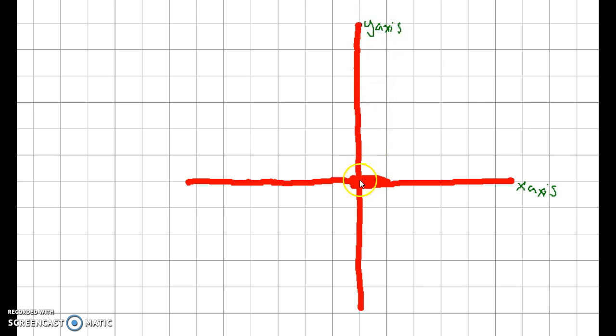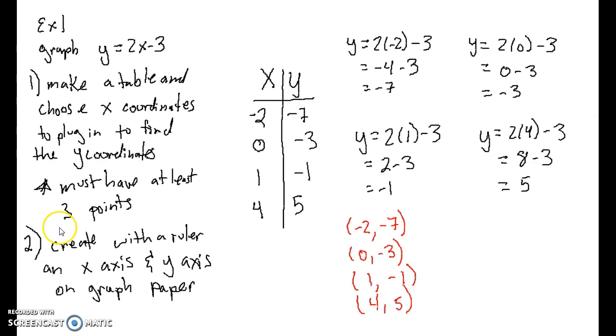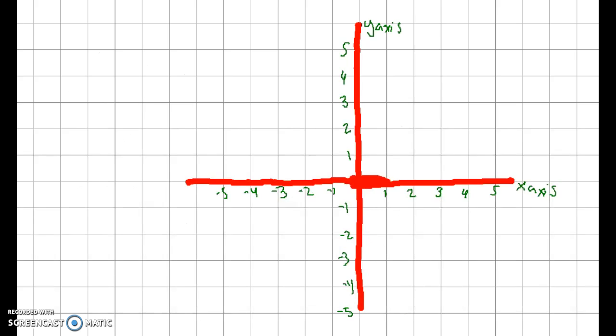Our origin right here, (0, 0), which means that this is 1, 2, 3, 4, 5. We're just labeling points. This will be 1, 2, 3, 4, 5, and going down, negative 1, negative 2, negative 3, negative 4, negative 5 is down here. Okay, so what's the next thing that I want to do? So we have created, with a ruler hopefully, an x-axis and y-axis on our graph paper.